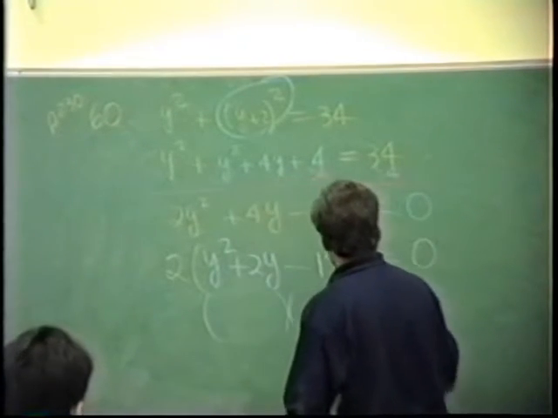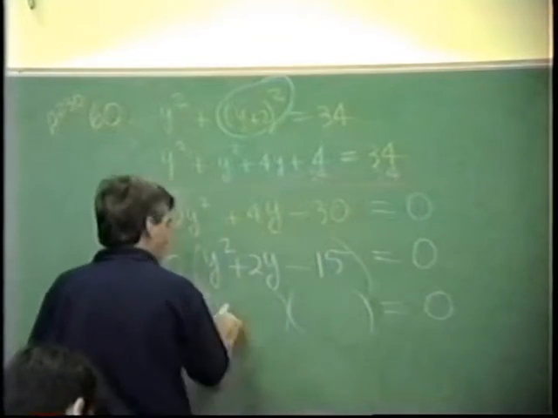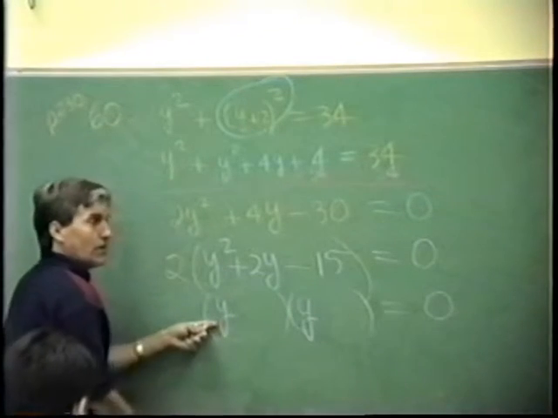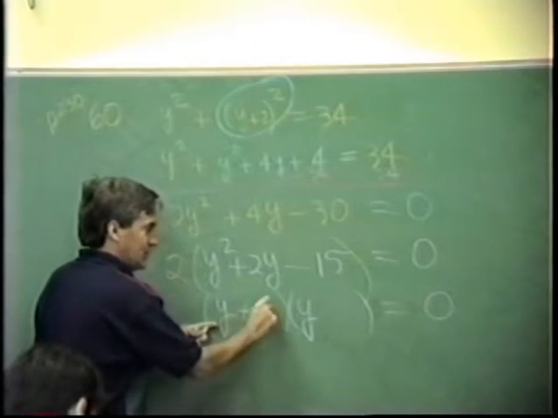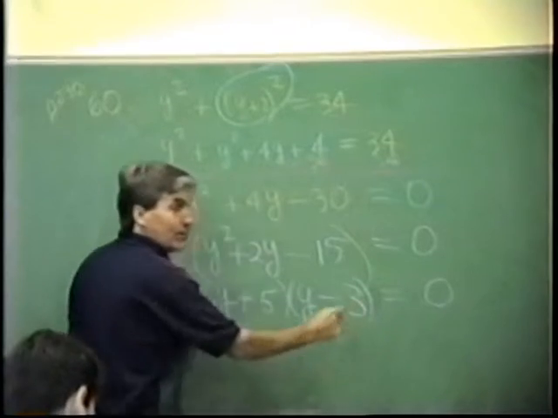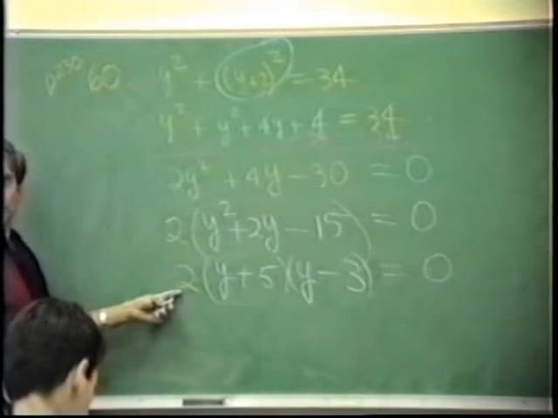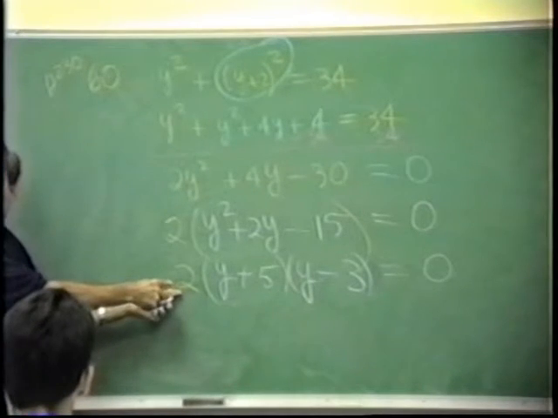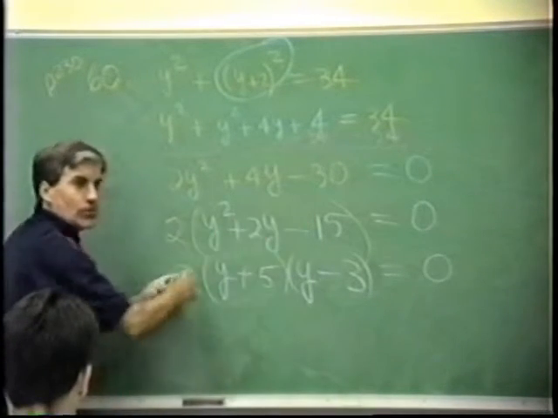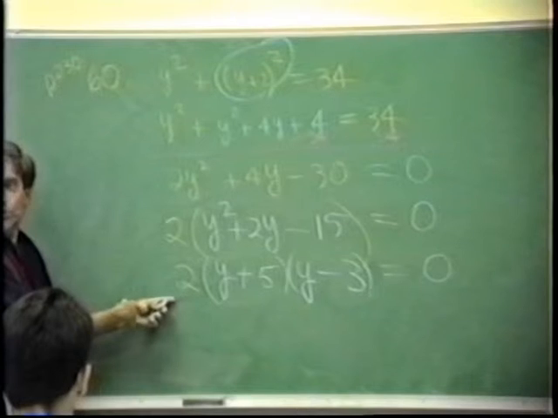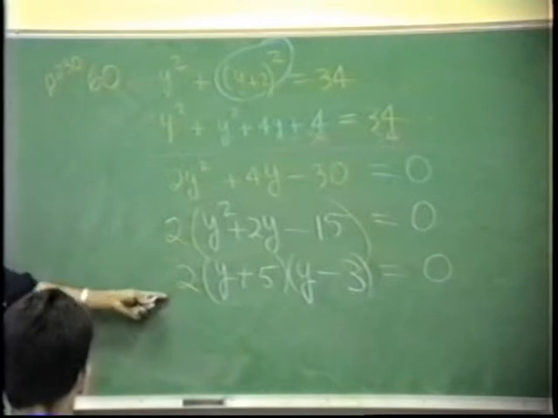If that was good, let's do some more factoring. Y plus 5 and minus 3, right? And what about this 2 out in front? That 2 is not going to affect the answer, is it? Because 2 can't equal 0, so we don't even need to mention the 2. The 2 is irrelevant to the problem.